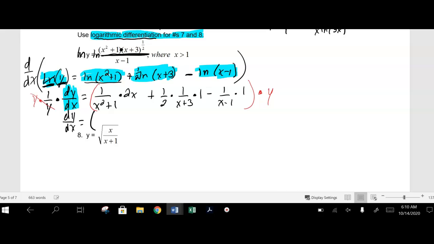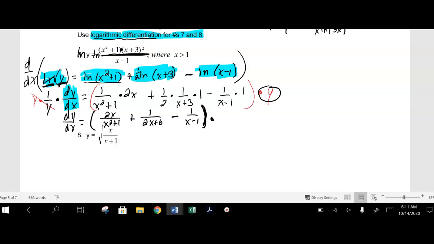I'm going to also simplify these derivatives. So this first one, I'll write a little smaller here, is 2x over x squared plus 1, plus 1 over, I'll go ahead and distribute this, 2x plus 6, minus the last one would just be 1 over x minus 1. But then what we want to do is still multiply by this y right here.